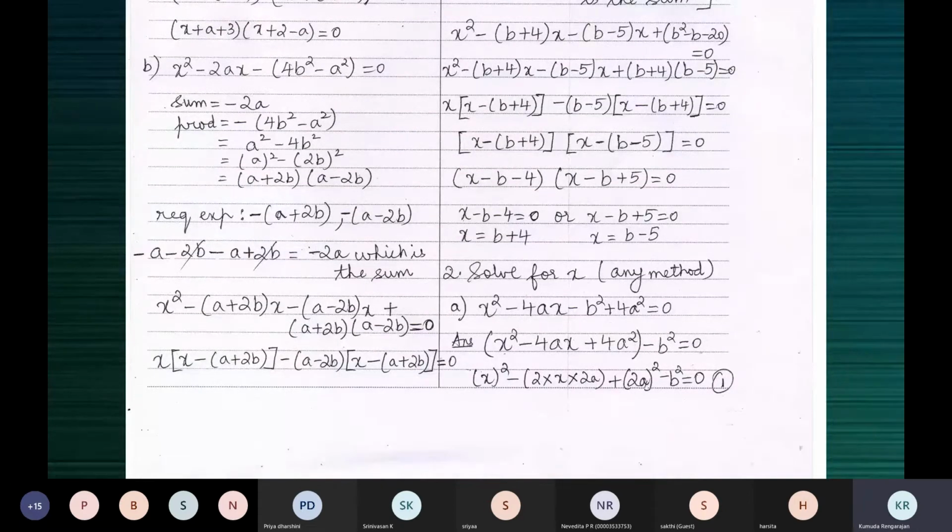Let's see the next one. Solve for x any method. What we saw in these three equations: we have factorized three equations by splitting the middle term. We were dealing with numerical versions last year, and now here you have expressions for sum and product. Last year we had numbers for sum and product. So now we have expressions for sum and product. That's a difference. The procedure is the same: how we split the middle term, and then we group the first two terms and the last two terms. That procedure is the same.